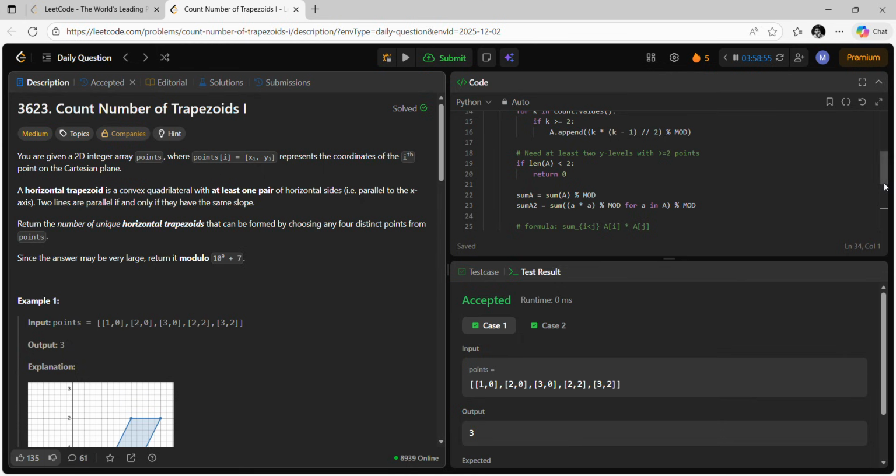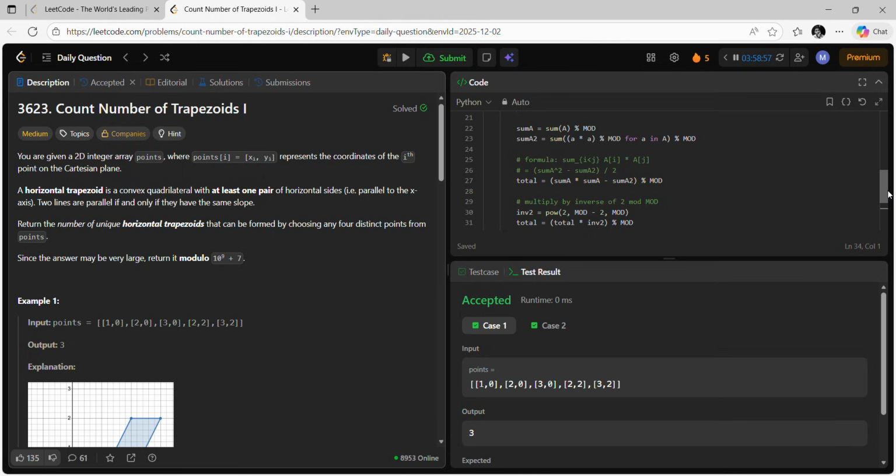In line number 25, that is the core formula: total is equal to sum_a times sum_a minus sum_a2, mod. We use an identity, which we have mentioned in the deep explanation. You can see the algorithm; I'm not here to explain the algorithm. I have just put my algorithm in the description, you can take it from there. This avoids nested loops and makes the solution O(n).